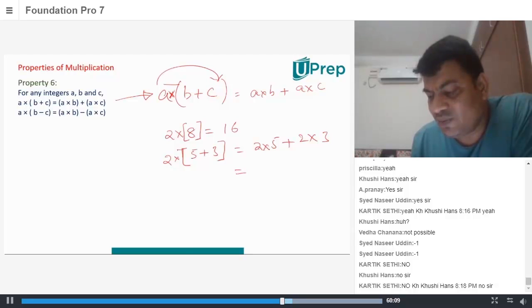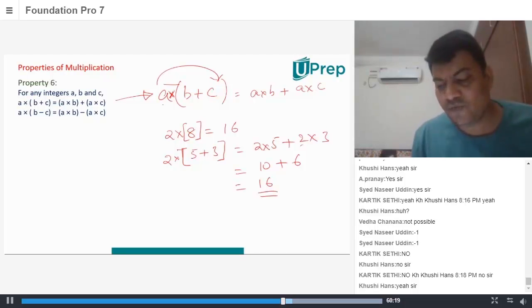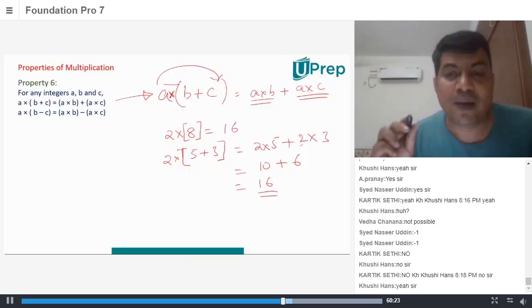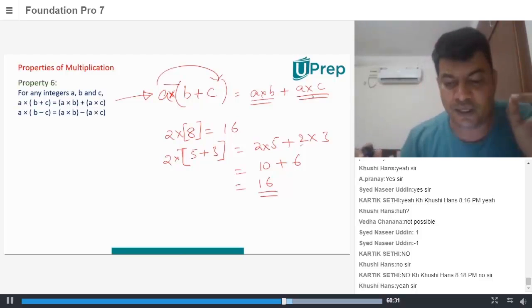The value doesn't change, because 2 into 5 is 10, plus 2 into 3 is 6. So 10 plus 6 is also giving you 16. So basically A times of B plus C is A into B plus A into C. So multiplication is distributive over addition. I repeat, multiplication is distributive over addition.